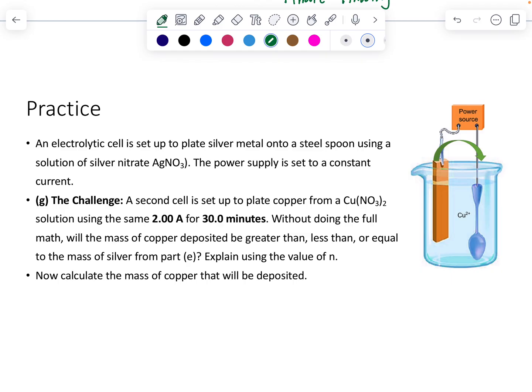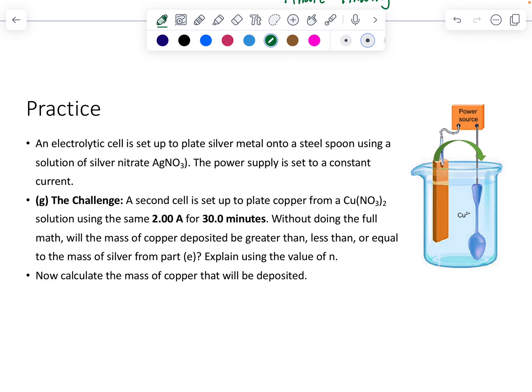So same cell, but now we're going to change it to a copper electrode. We're going to use the same amount of current for the same amount of time. Without doing the full math, will the mass of the copper be greater than, less than, or equal to the mass of the silver from part E? Explain using the value of N.